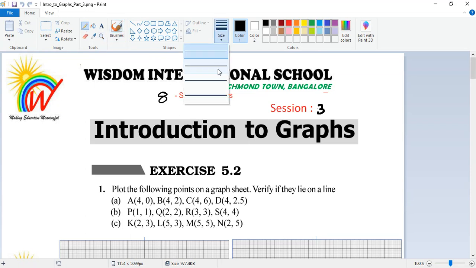So children, we will continue with the next exercise now. The same chapter, introduction to graphs. Here there's nothing to explain actually. I'll start with the graphs, the exercise itself. I'll explain the problems in the exercise so you can understand better.